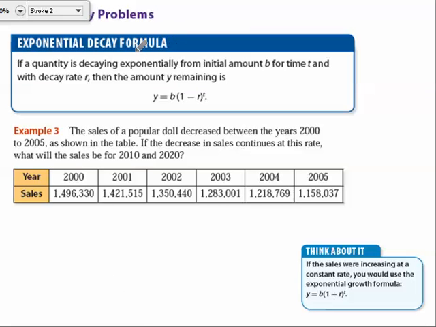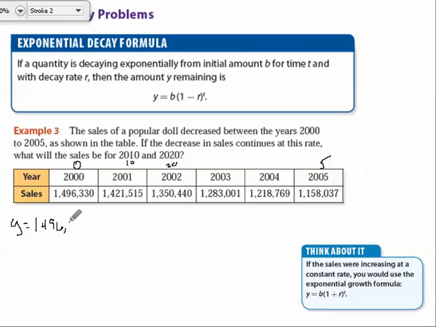Okay, let's look at decay problems just for a second here. If I were looking at some sort of a decay problem, like the sales of a popular doll, it's decreasing, okay? It decreased from 2000 to 2005. If the decrease in sales continues at this rate, what will the sales be for 2010 and 2020? I'm going to do a similar type thing here. I'm going to make this year 0. That would make this year 5, right? That's going to make this year 10 and this year 20. I'm going to use the same type of formula. Y equals, if I make this year 0, my b is going to be the same value as that sales there.